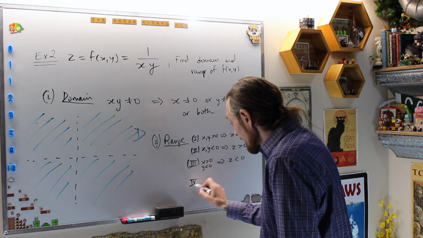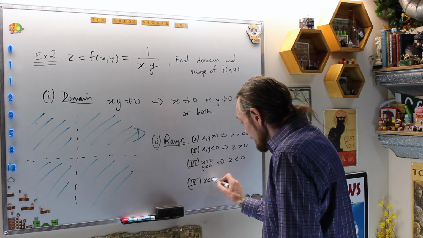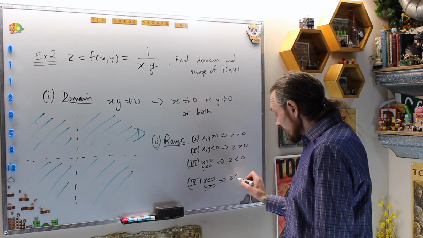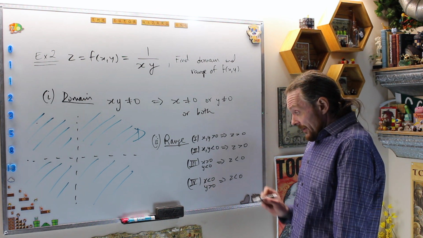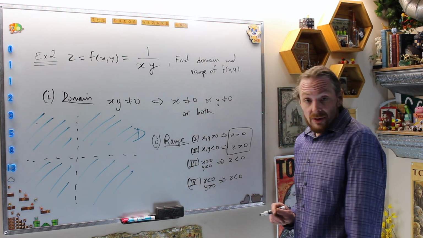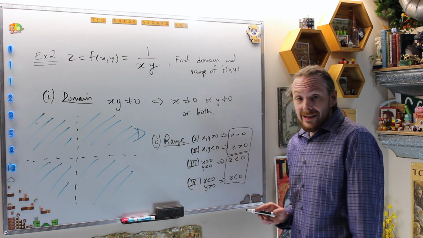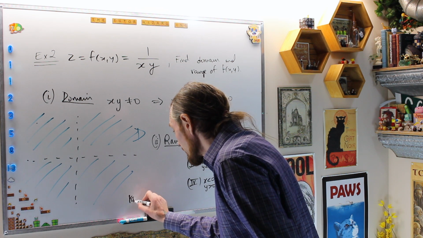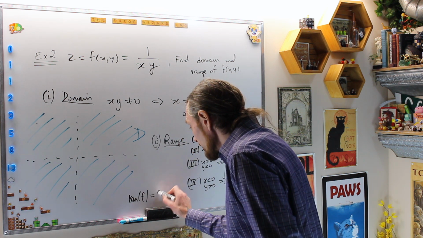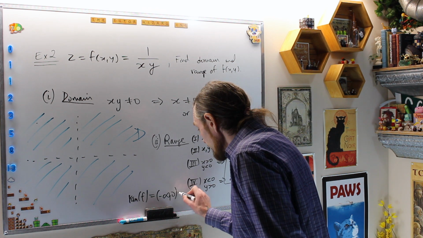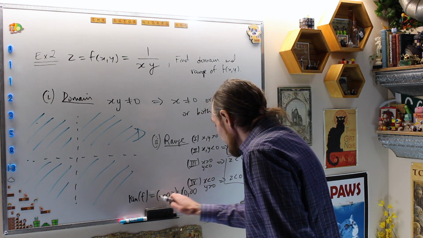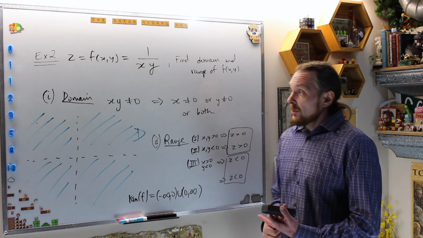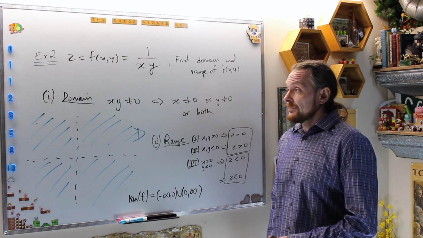And in the last case, 4, if x is less than 0 and y is greater than 0, this says when I multiply them and do 1 over, this will keep z less than 0 still. So either way, z is strictly larger than 0 or z is strictly less than 0. So z is never 0. That tells me my range is equal to negative infinity, 0, union, 0, infinity. This is the domain and range of this function.